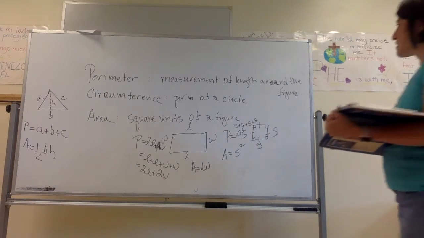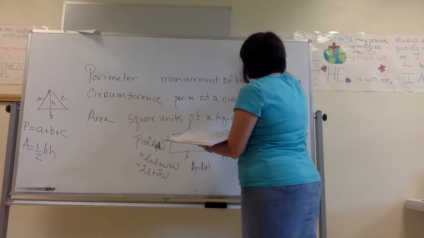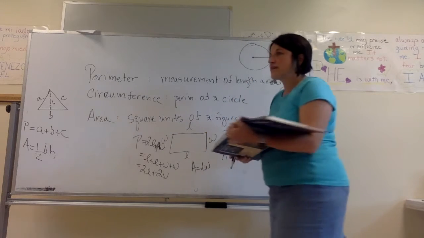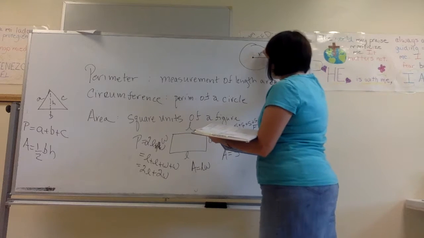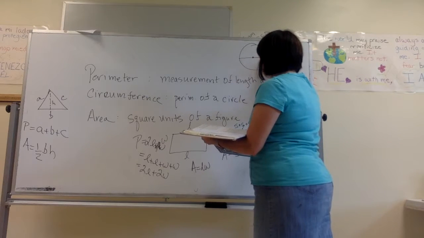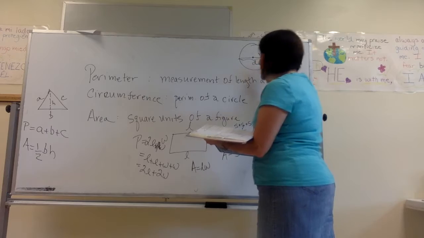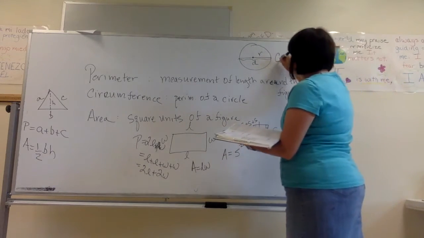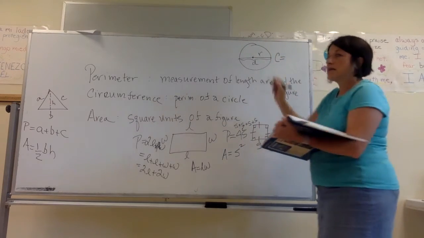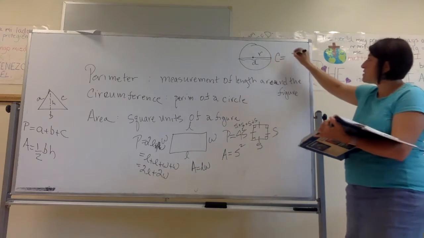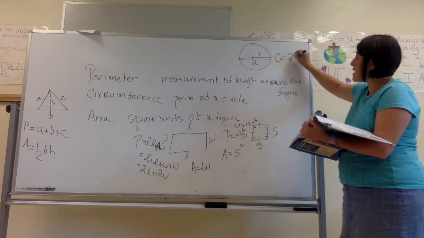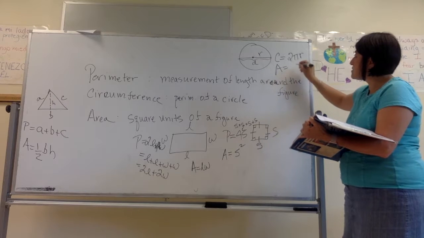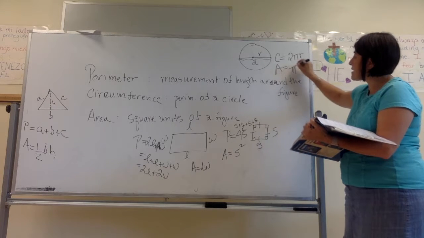And then circle. Okay, so our circle. What's the difference between a radius and a diameter? Radius is half the diameter. Right, so this is the radius, and if I were to draw all the way across, the whole thing is the diameter. So the circumference of a circle, which is the measurement of the outside, is equal to what? 2 pi r, and the area of the circle is pi r squared.